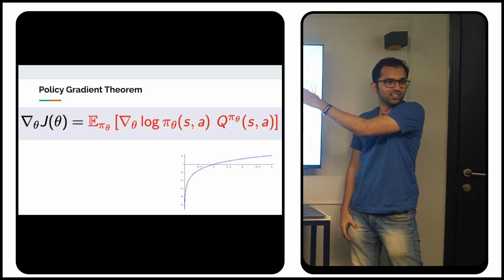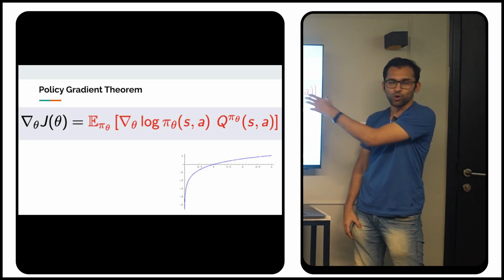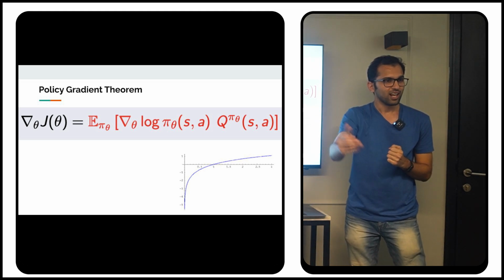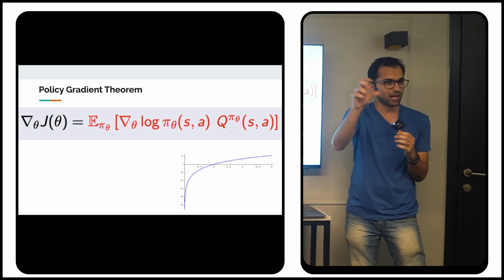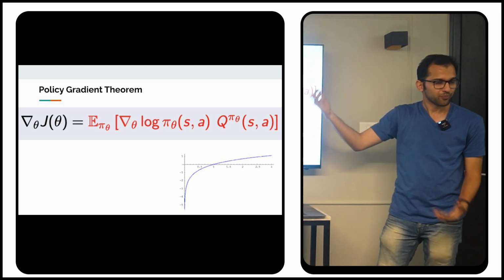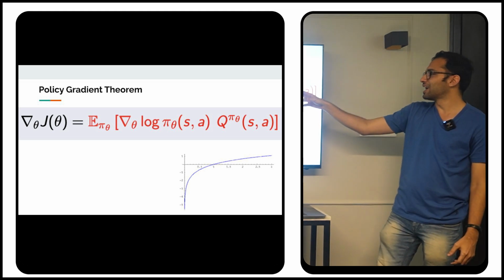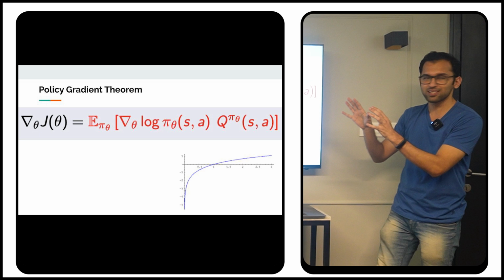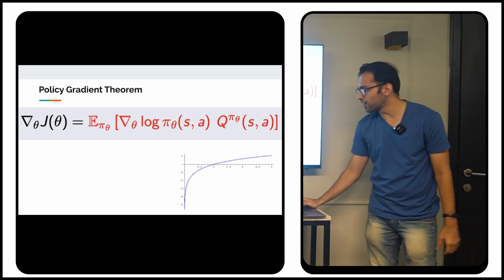In REINFORCE, rather than having this Q, if we do Monte Carlo, where we just keep running things forward, and whatever return we empirically get, if we substitute that here, that becomes REINFORCE. In PPO we add a bunch of other terms, like we add an advantage term, and it becomes PPO. So they all are interrelated.